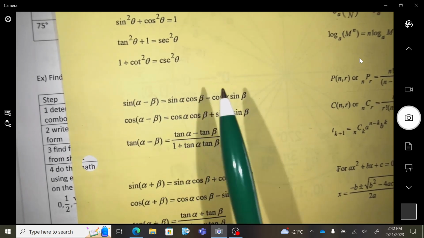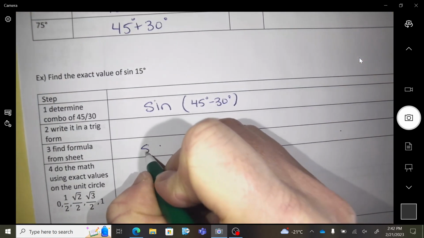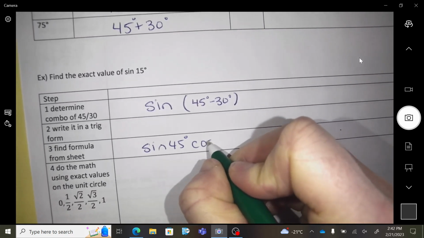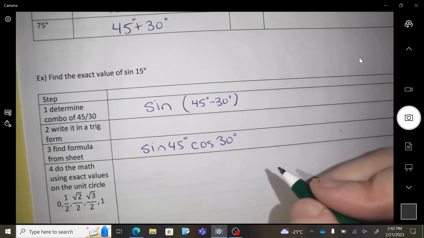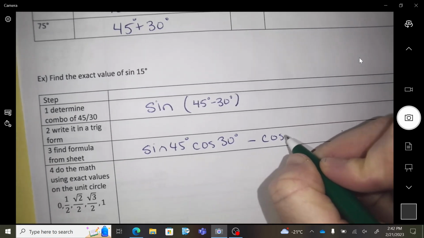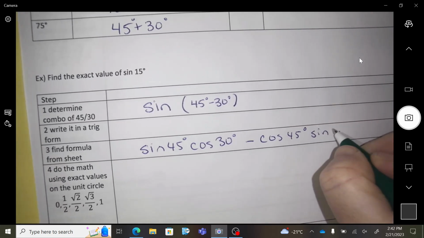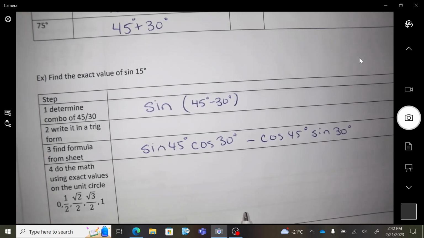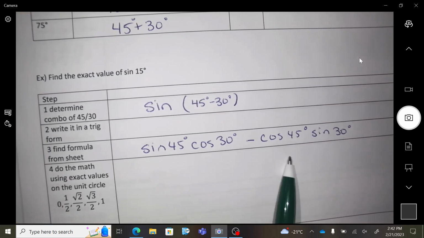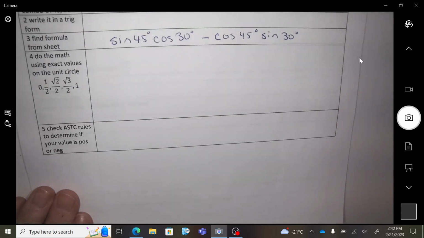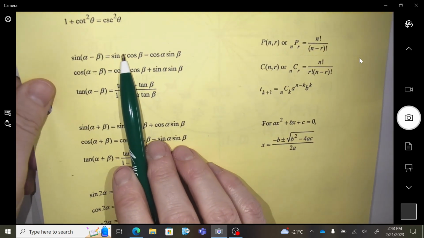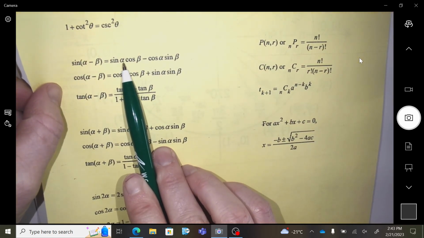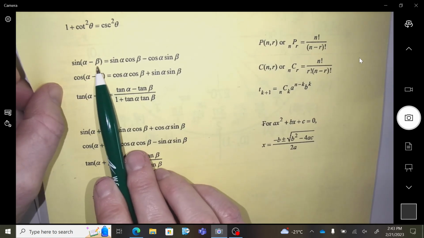So sine A cos B, so sine 45 cos 30. I'm replacing the formula sheet. Please follow along on your formula sheet. Subtract the cos of A sine of B. So that was me doing formula sheet replacement. I copied that formula. Obviously, A was 45 degrees and B was 30, because that's what we wrote down, right?